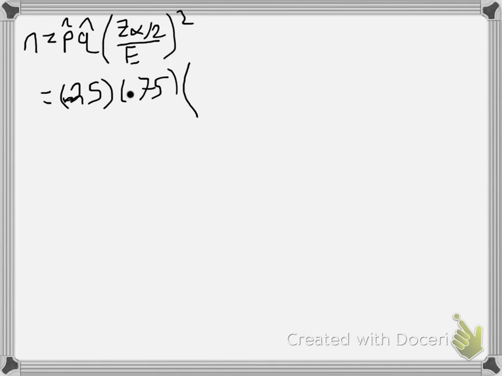The z of alpha over 2 from your blue sheet, from the t table all the way down at the bottom with infinite degrees of freedom, is 2.576. And we're going to divide that by our error. Our error was 2%, so that's 0.02. And we need to square that.